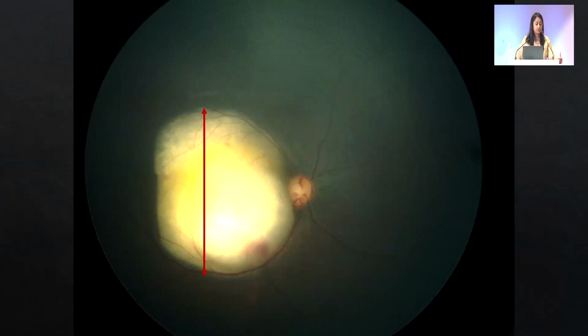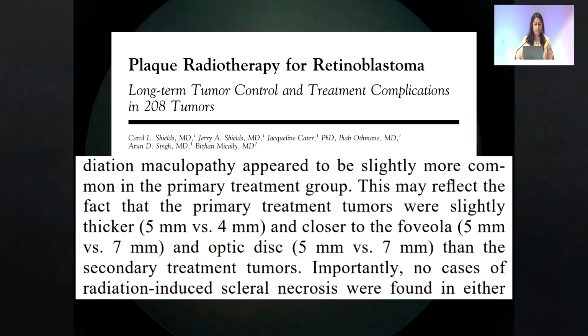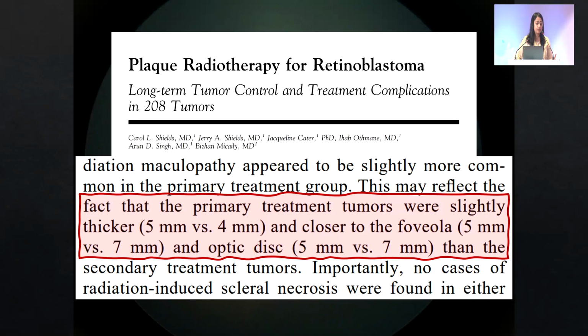Then we move on to the part where we have to assess while doing the examination under anesthesia. We must do clear measurements of the tumors. And it's important to know that, because as you are planning with iodine, you can still go to the extent of 8 mm, but with ruthenium, we don't go beyond 5 mm. It has been shown earlier, in a paper from 2001 published in Ophthalmology, that the primary treatment tumors were slightly thicker and closer to the foveola and optic disc.